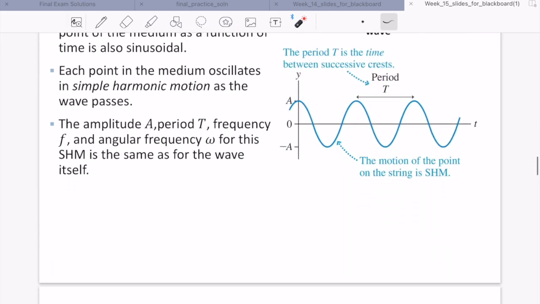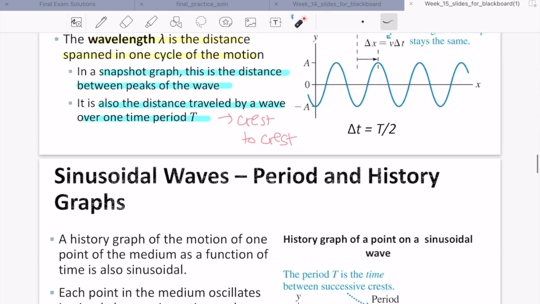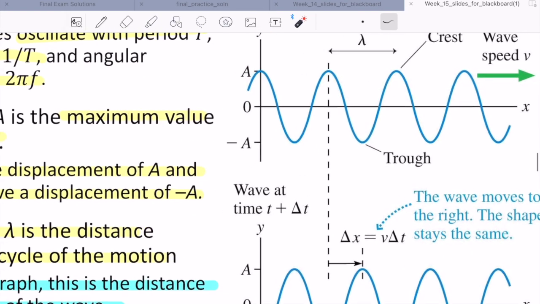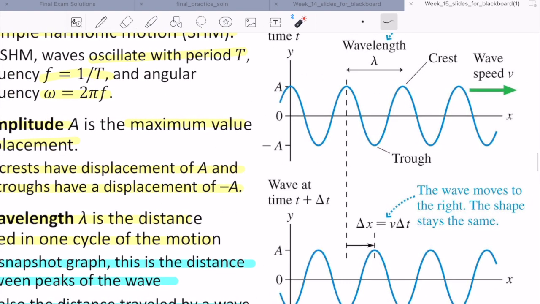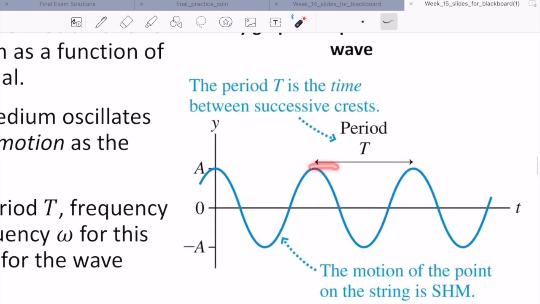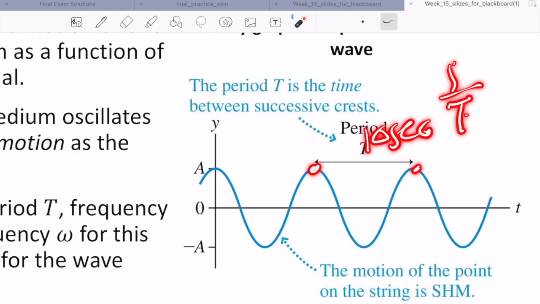So if we were to try to find frequency, we want to use the history graph as opposed to the snapshot. For frequency, I think you would have to use a history graph, because for your history graph, you would have those time intervals right there. And so if you have from here to here, that's like 10 seconds, right? That's your period.